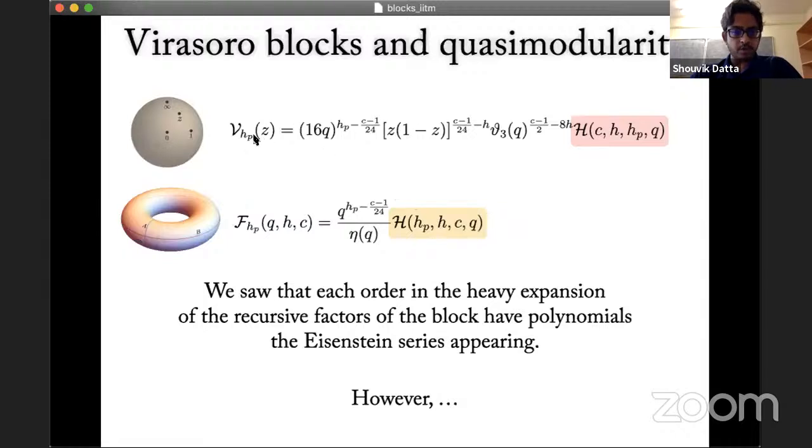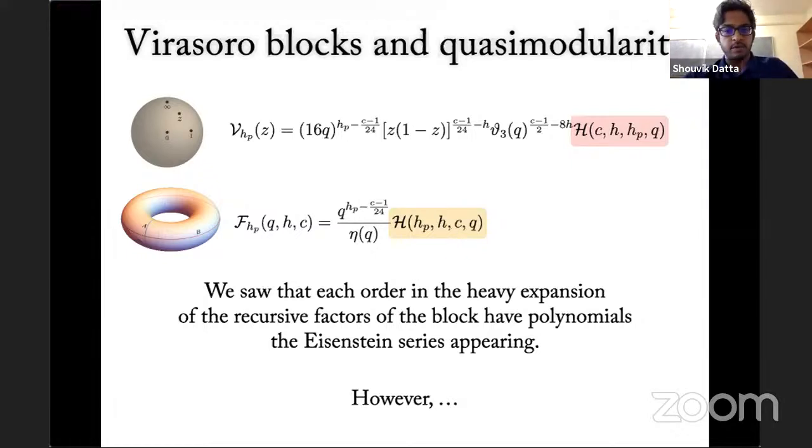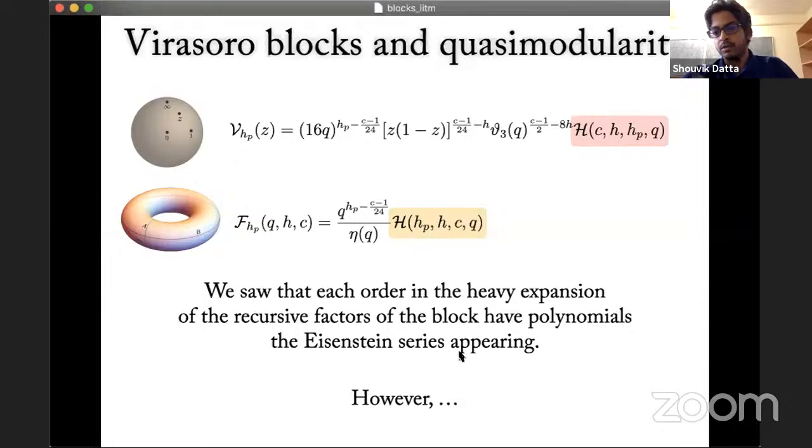So what we have is the 4-point block on the plane or on the sphere, and that has this recursive part, and we also have the torus 1-point block, which also has this recursive part. We see that these parts admit a 1 over HP expansion, and at each order in this 1 over HP expansion, we have polynomials of the Eisenstein series appearing.